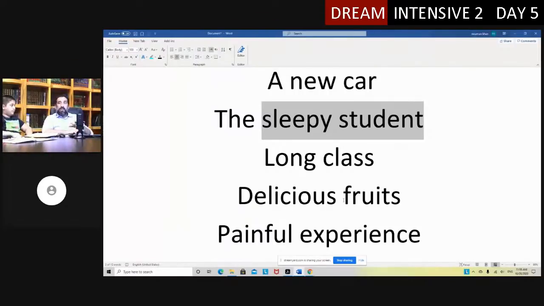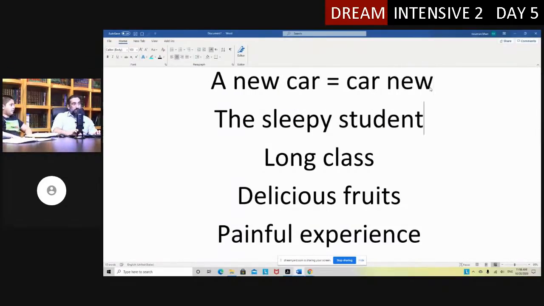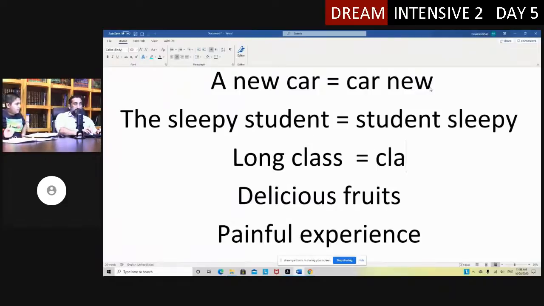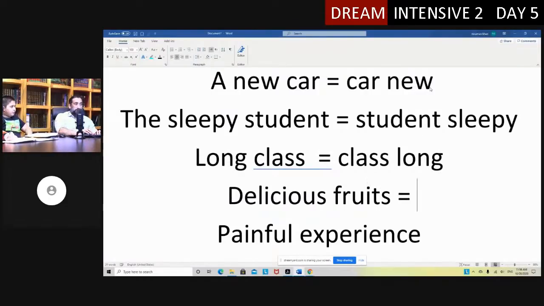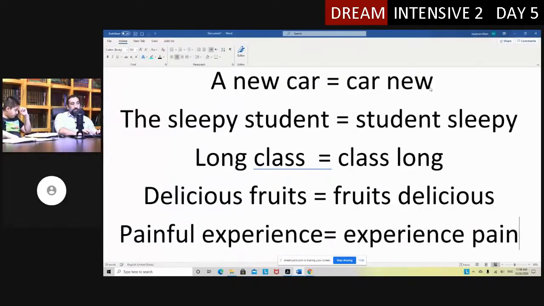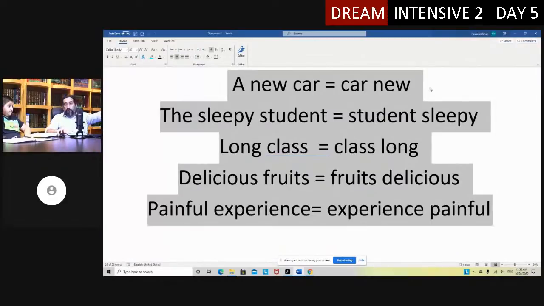Now, in English, what comes first? Sifa first or mawsuf first? In English, sifa first, mawsuf second. In Arabic, if you were going to say these things, it would be student, sleepy; class, long; fruits, delicious; experience, painful. Because in Arabic, they put the noun first, the mawsuf first, the sifa second. So whenever you see these in English, you have to flip them. When you see them in Arabic and translate to English, you have to flip it back.